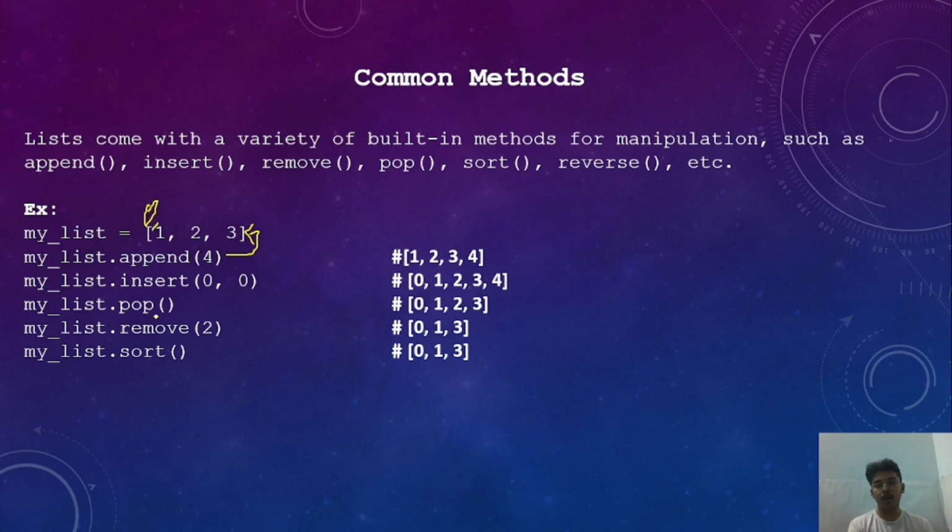Then my_list.pop() removes the last element of the list. So 0, 1, 2, 3 will be the output for this. Then my_list.remove(2) removes this element from the list. And my_list.sort() sorts the list in ascending order.